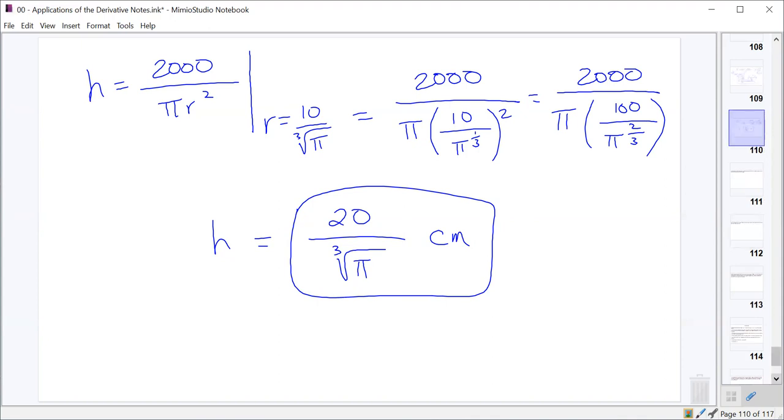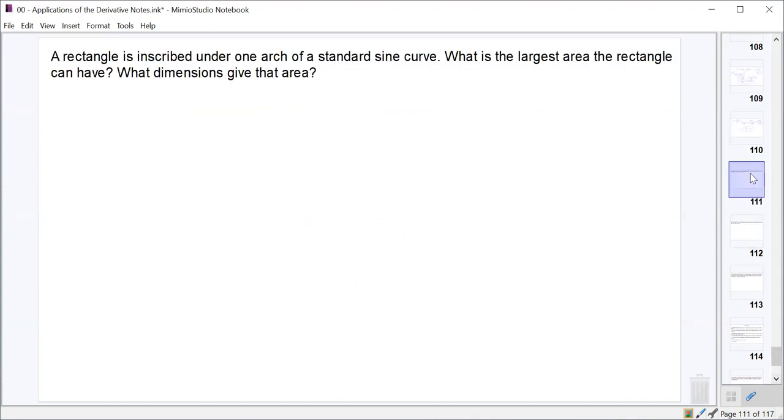We got a few more of these we're going to look at here. We'll start with this. We've got a rectangle that is inscribed under one arch of the standard sine curve. And we are looking for the largest area that that rectangle could have and trying to figure out what the dimensions of that rectangle are that give us that area.